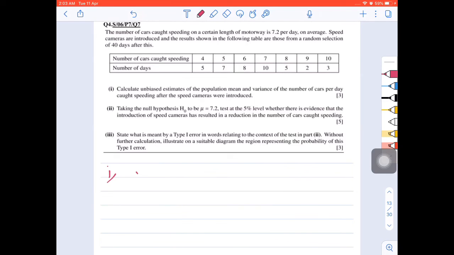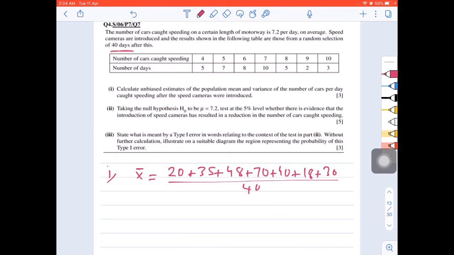So for the population mean, we'll find x bar, that is 4 times 5, 20, plus 35, plus 48, plus 70, plus 40, plus 18, plus 30 upon 40, because the total is 40 days. So this will be 6.53. And then for s square, that is 40 upon 39.